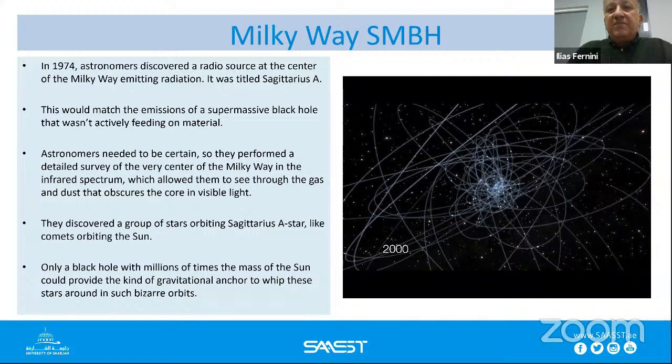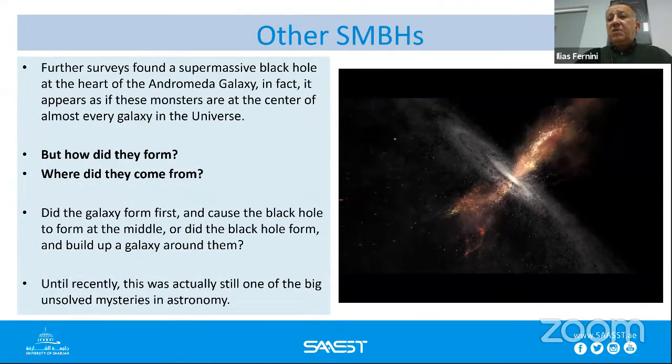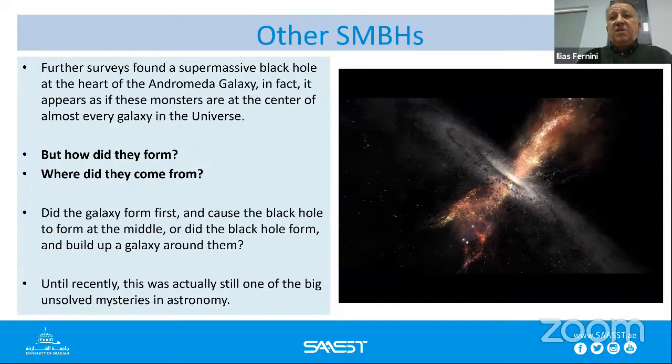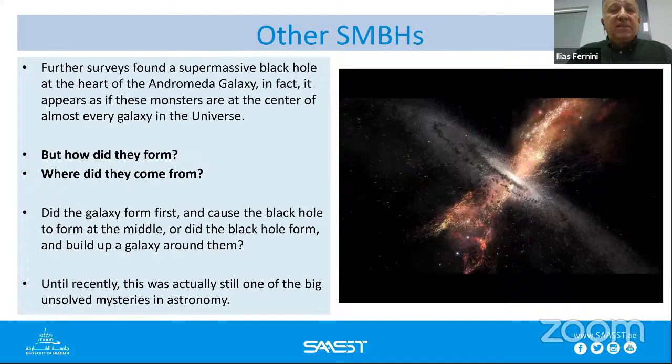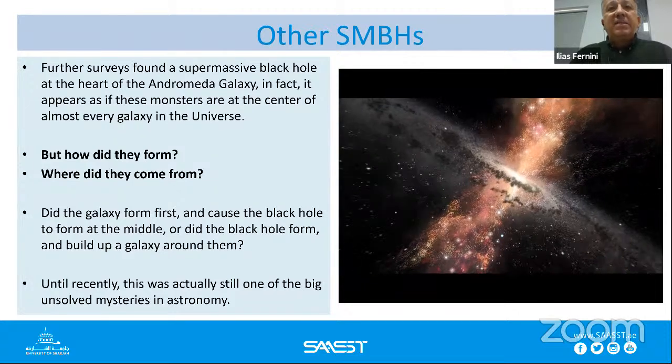So what are these X's? It's just how these stars are going to move around. You can only explain the motion of all the stars around the center of our Milky Way if you have such a big gravitational force, and that big gravitational force is just the result of a supermassive black hole with a mass of a couple of million times the mass of the Sun. And there are also other supermassive black holes. Surveys of galaxies, especially the Andromeda galaxy, our closest spiral galaxy, about 2.4 million light years from us, show it also has a monster in its center.